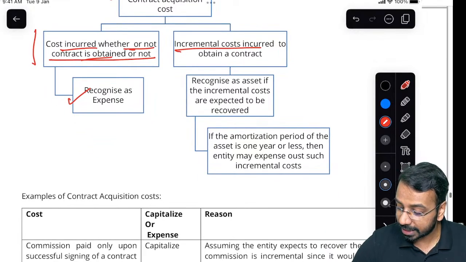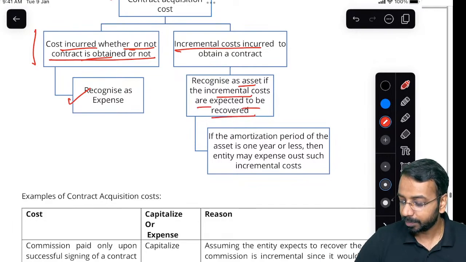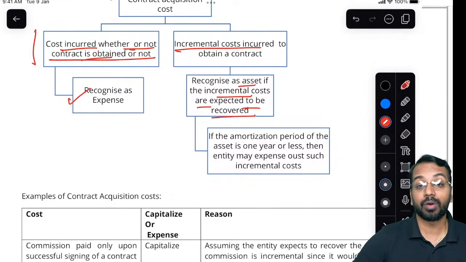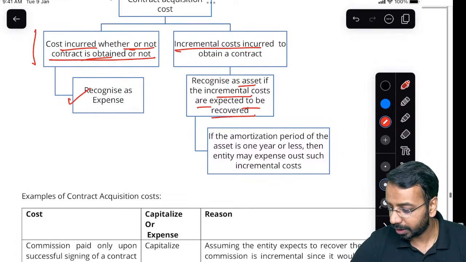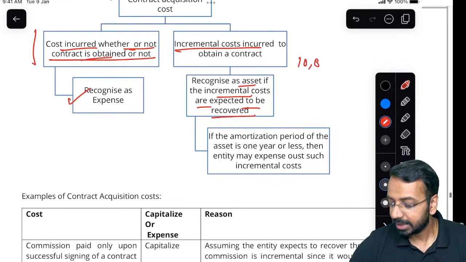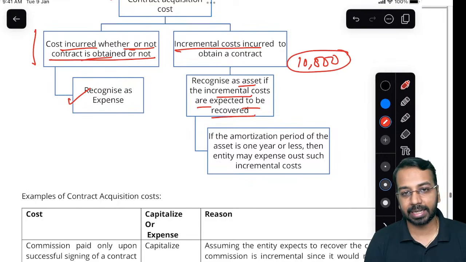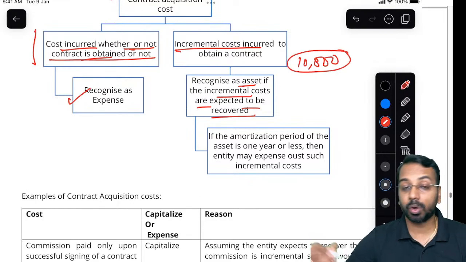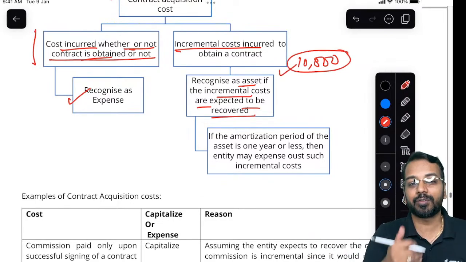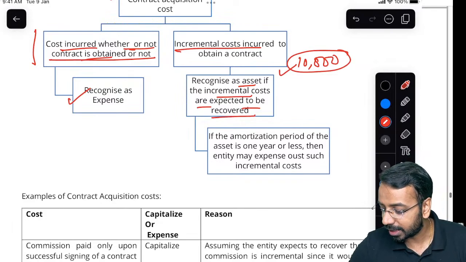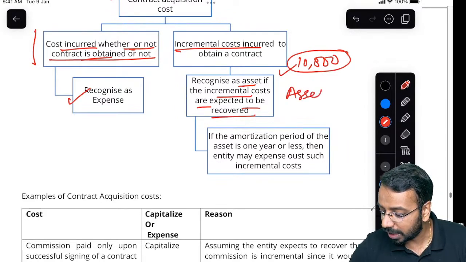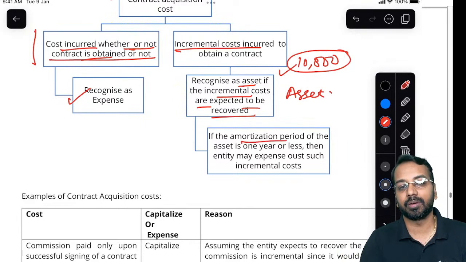You will recognize it as an asset if the incremental costs are expected to be recovered. For example, there is an incremental cost by way of, let us say, stamp duty. For example, you have to incur 10,000. This will be incurred only if you get the contract. Now, if you are saying that I will recover this money from the customer, then you will recognize it as an asset and you will amortize it over the period of that asset.